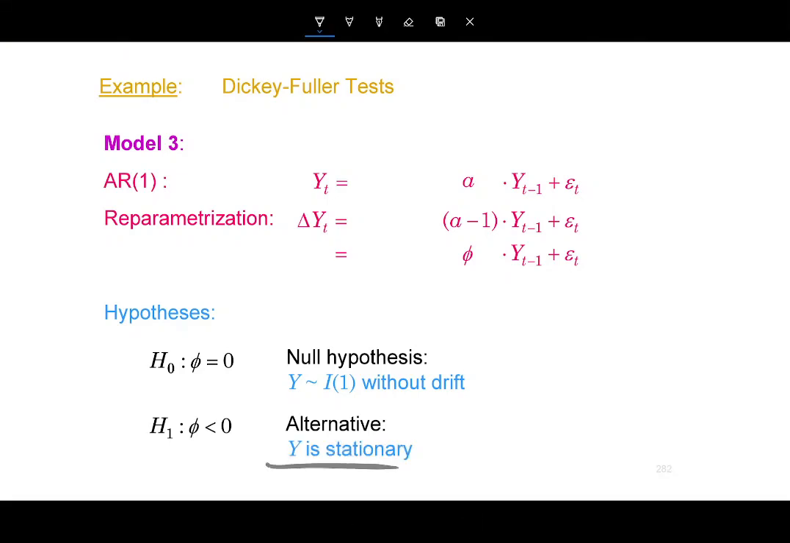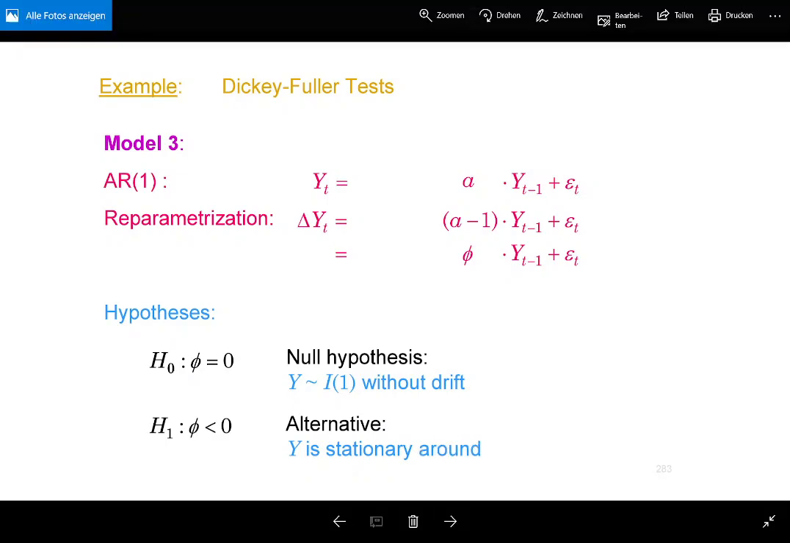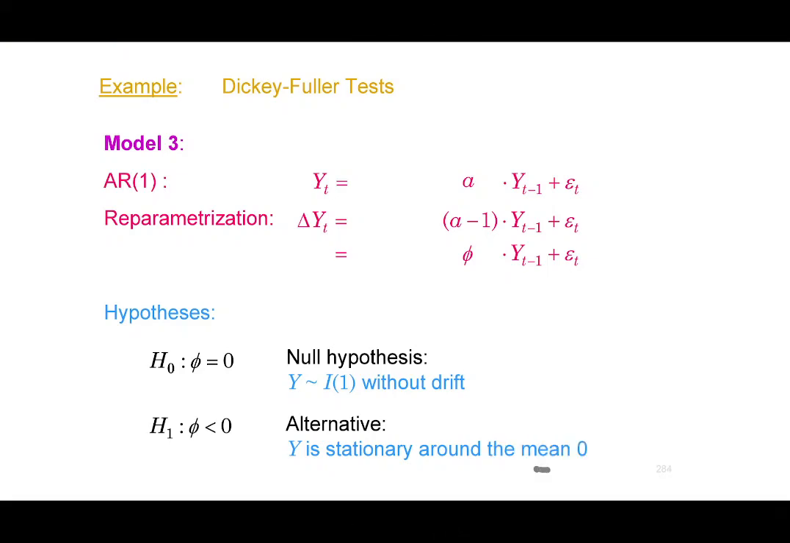Now, if I say y is stationary, that is unspecific, because it would be that y is stationary around the mean 0. Why the mean 0? Because this is what model 3 is, actually. The constant that is involved is 0 by definition, because if it's not 0, it will have a different distribution.